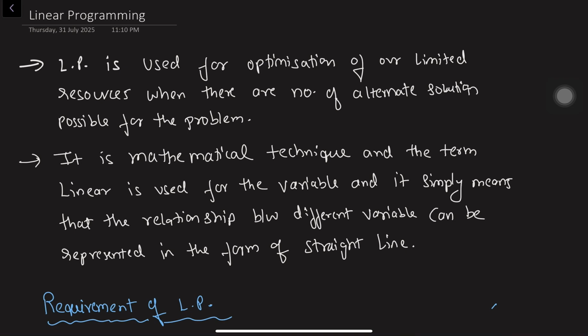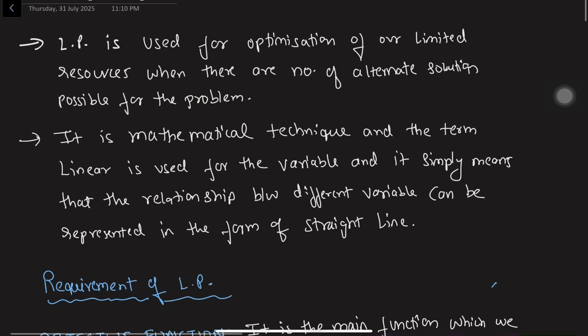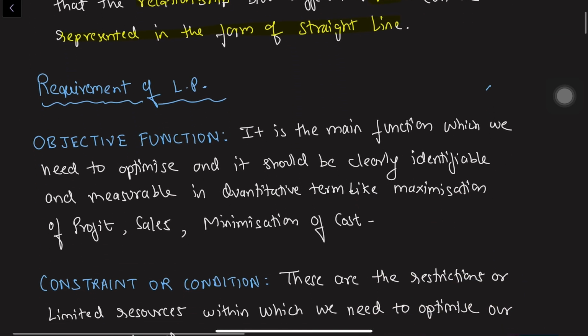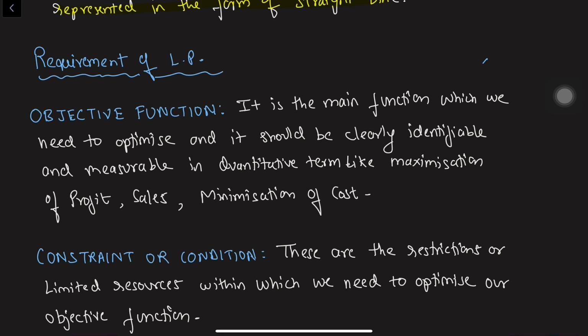We'll see what is objective function, and also that it is subject to a set of linear constraints. We'll also see what is constraint. So here, linear programming is a mathematical technique, and the term linear is used for the variable. So whatever variable we have, it will be linearly varying. It simply means that the relationship between our different variables can be represented in the form of a straight line. Okay, let's move ahead and see what it means and what the requirements for linear programming are.